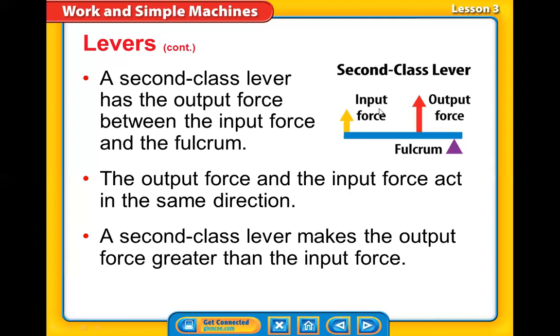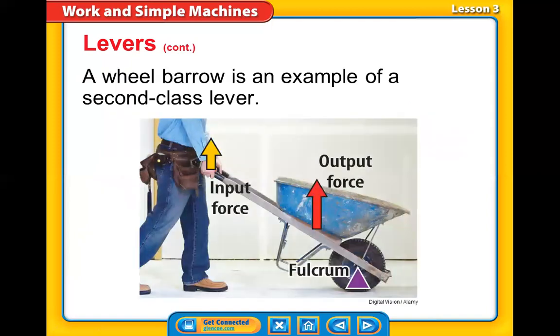It's always the one that we use to increase our forces, like the nutcracker, like the wheelbarrow that we can see here. We use it to lift heavy things and move them, to make the work easier for me. So my input force, as we can see the yellow one, is smaller than the red or the output force. And here's the fulcrum, the fixed point at the wheel. So why do we call the wheelbarrow a second class lever? Because it has the output force between the input force and the fulcrum. Also, the two forces are in the same direction.